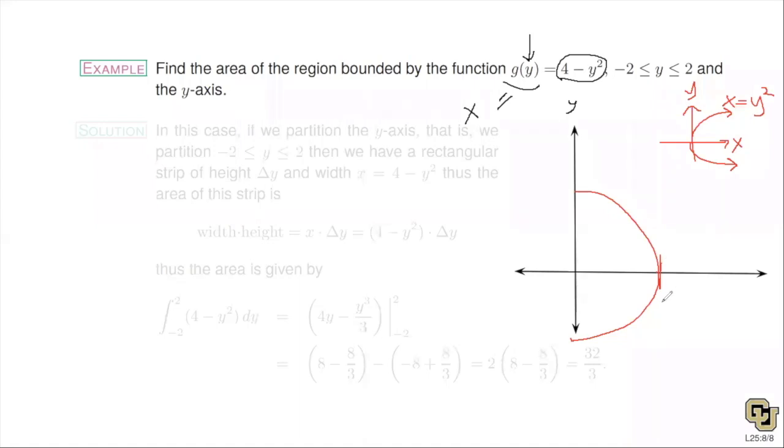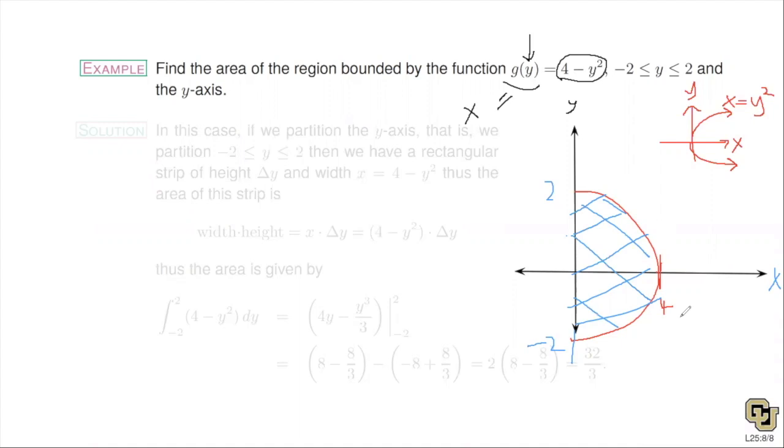So now I want the area of this region. This is a 2 and this is a -2. In this problem, we basically want to take the procedure we've used before to find the area under the curve and use that procedure here. The only difference is the role of the x variable and the y variable has changed.